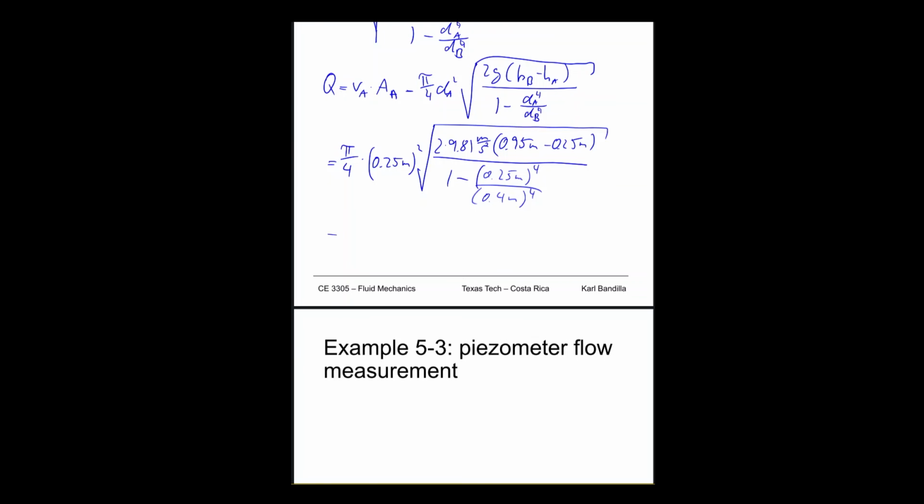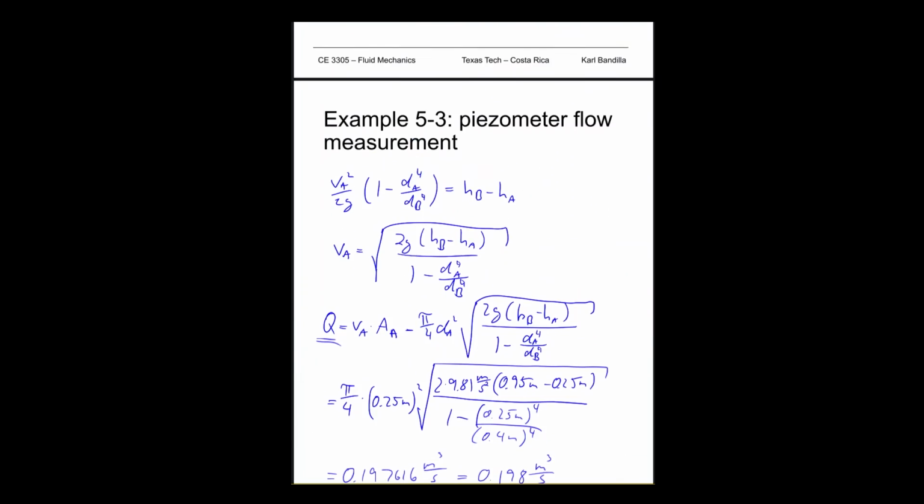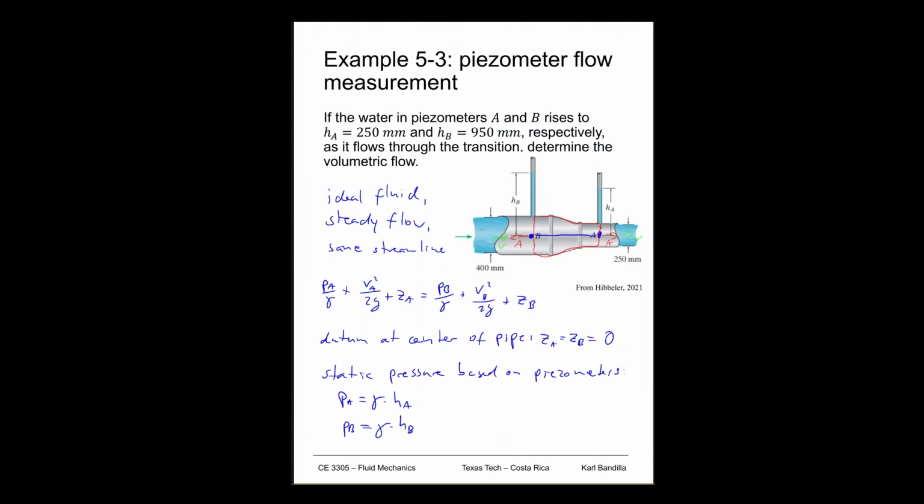So if we do all that, then my calculator gives me 0.197616 cubic meters per second, or if we round this, 0.198 cubic meters per second. Right, so that would be our result. So based on our setup here and the readings that we have in our piezometers, we can now say what the flow rate is, right? About 0.2 cubic meters per second are going through this pipe.